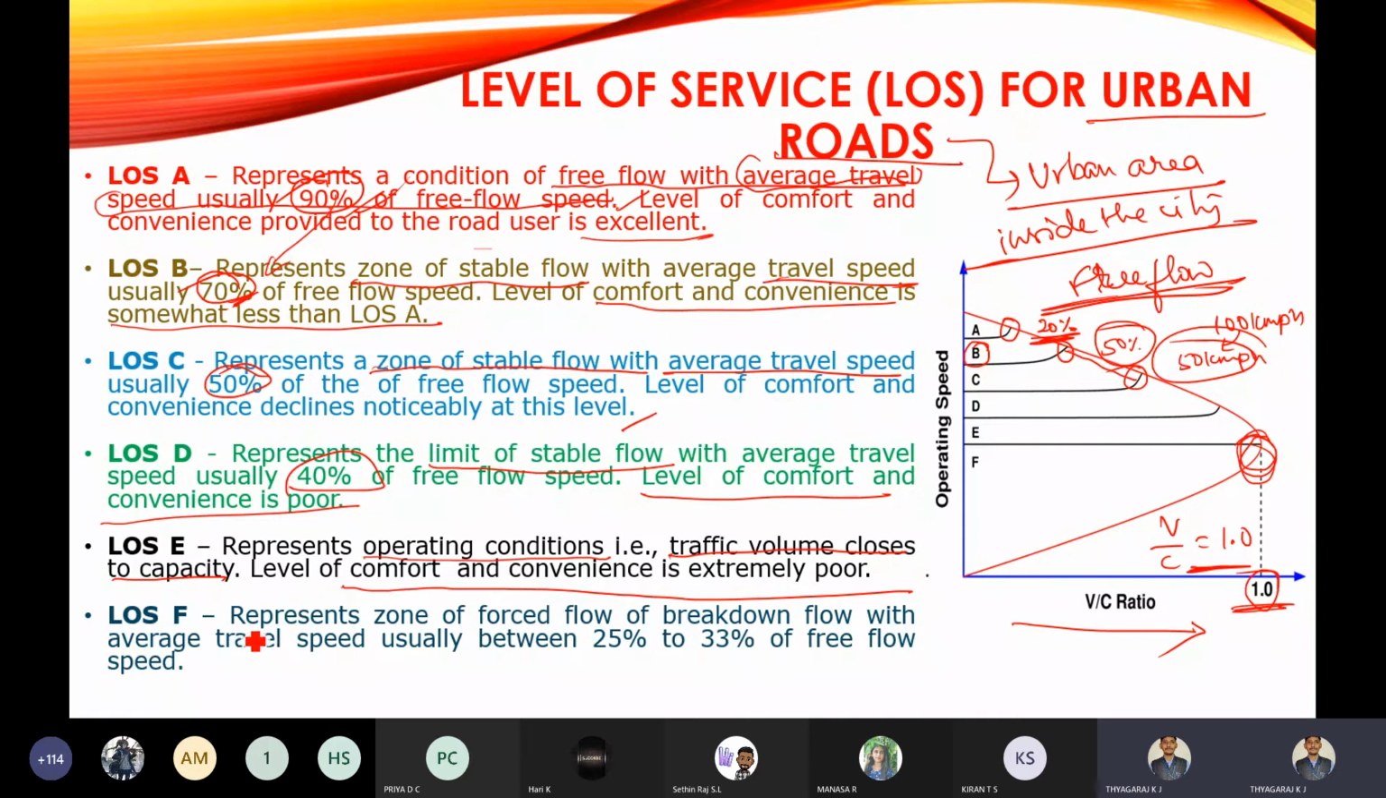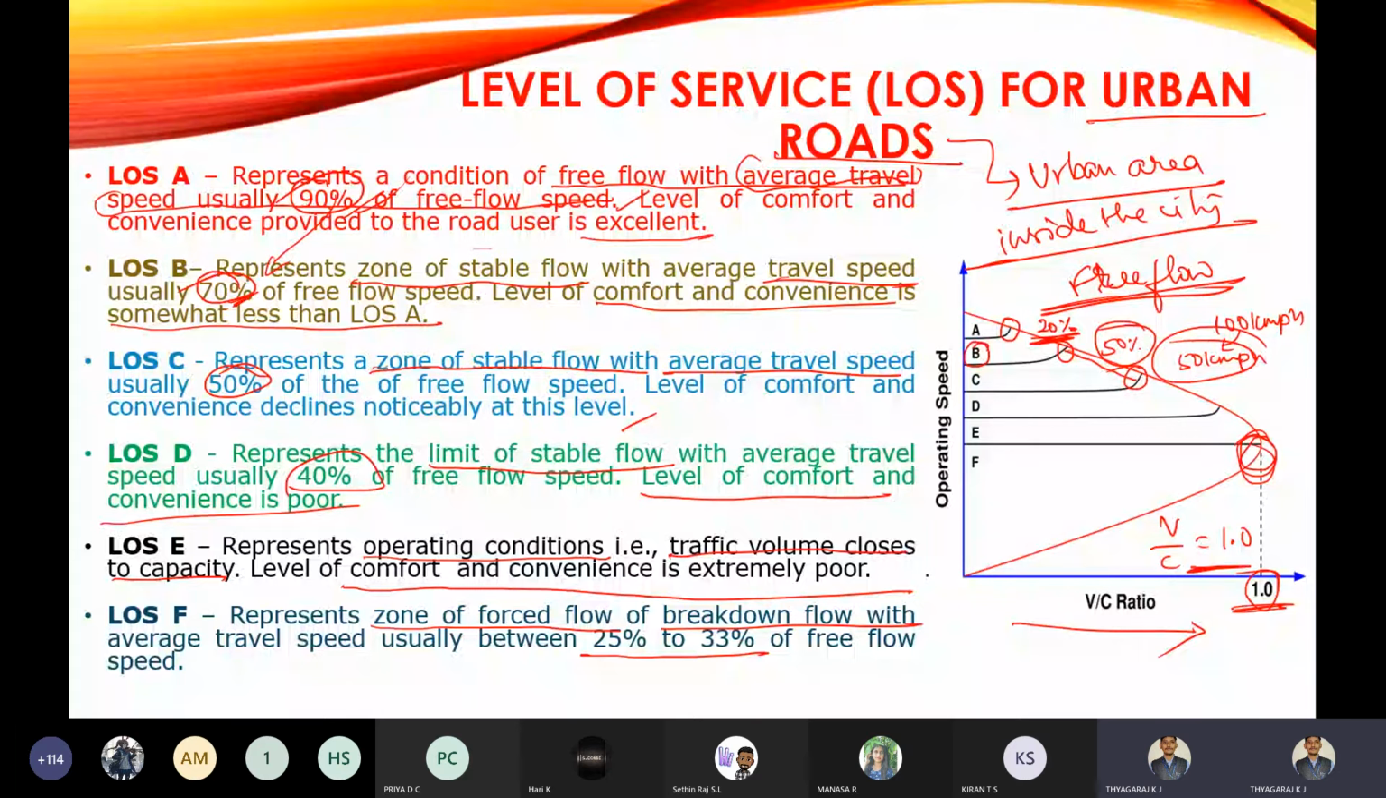Then level of service F represents the zone of forced flow or breakdown flow with travel speed of 25 to 33% of free flow. That is, 25 to 33% of the free flow speed is what we are going to get. It represents a zone of forced flow or breakdown flow with the average travel speed of 25% to 33% of the free flow speed.